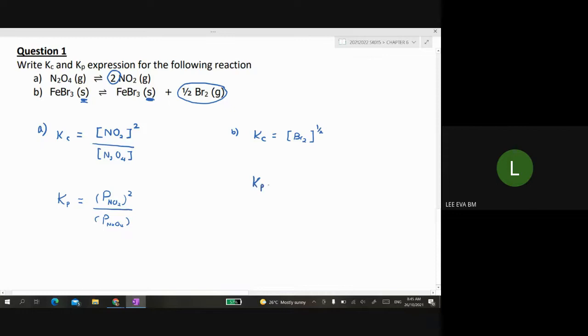And then Kp as well refers to only the gases. So using the symbol P, capital letter P, bromine gas raised to the power of half. So quite straightforward lah.